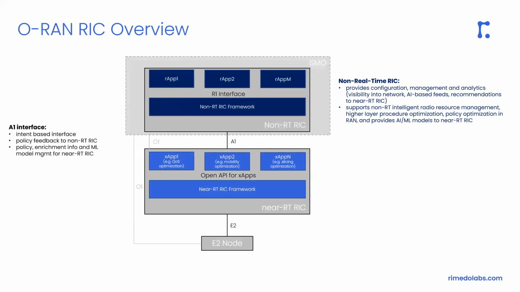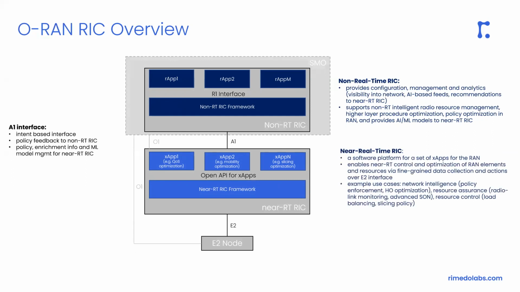It is accompanied with the A1 interface, that is an intent-based interface, providing policy and additional information to the near real-time RIC, which will then be basically a software platform for xApps. So again, it's composed of the framework and the xApps that we'll speak about in a second, where it enables near real-time control of the RAN elements via fine-grained data collection, as we already spoke about. And the example use cases for the near real-time RIC are handover optimization, resource assurance, resource control, load balancing, slicing optimization, and elements like that.